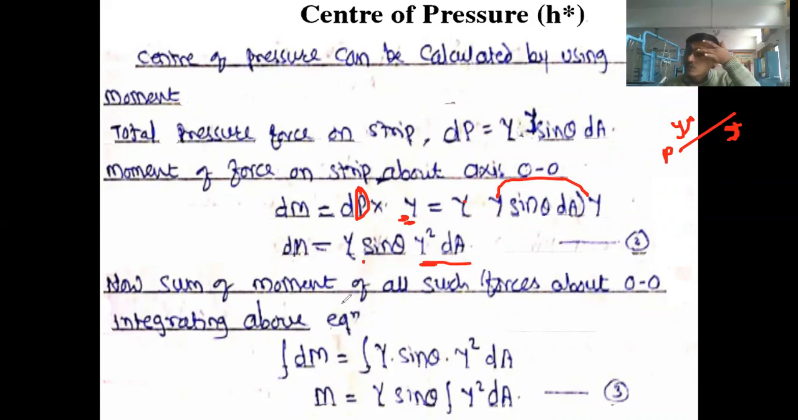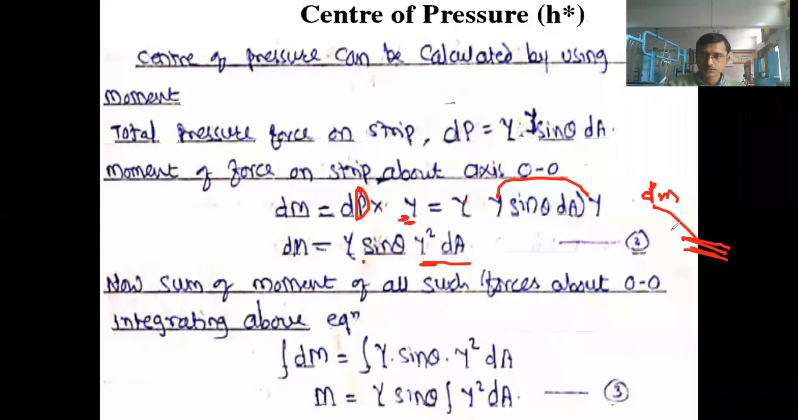Now the sum of the moment of all such forces about the 0, 0 axis, then we have to integrate this equation. So the integration of dm we have to do to get the moment of the total pressure force acting on the strip. But we are interested in the moment of the total pressure force acting on the entire surface. So that's why we have to do the integration of this equation number 2.